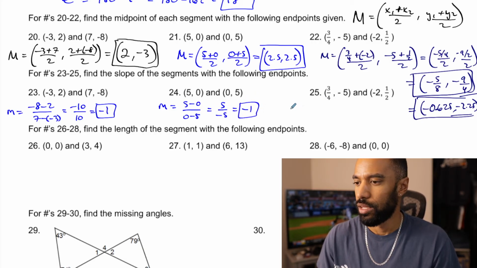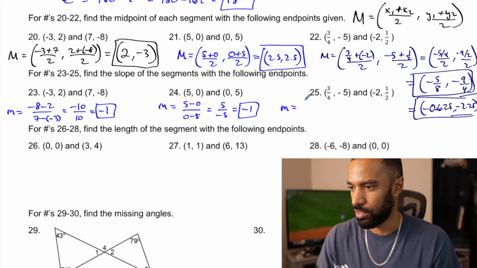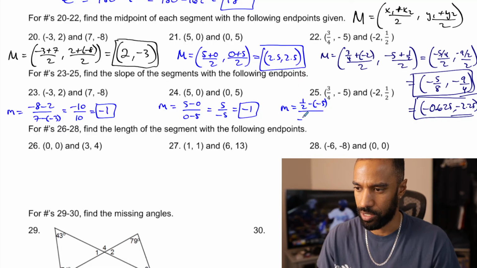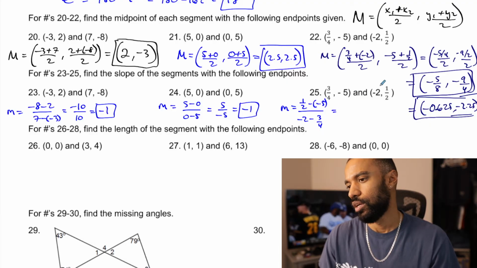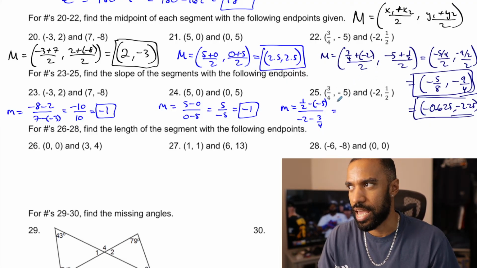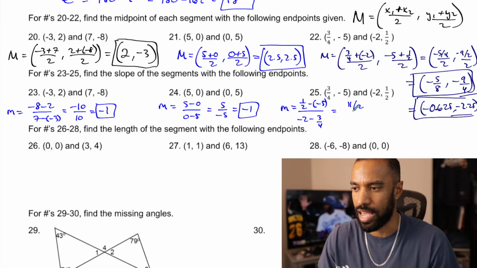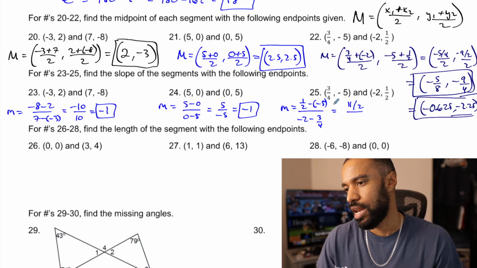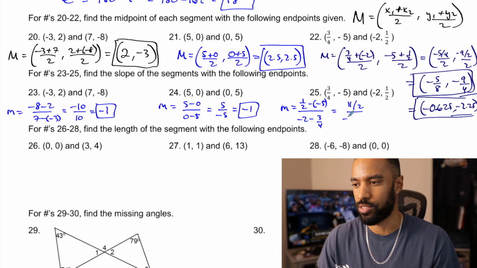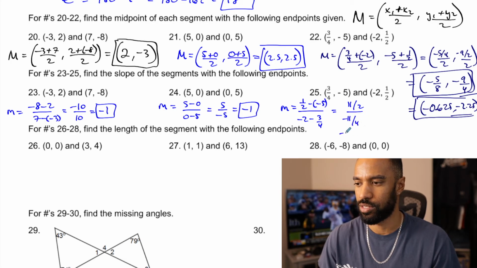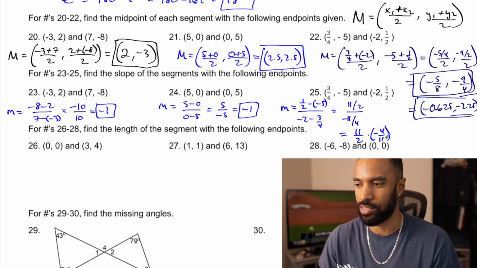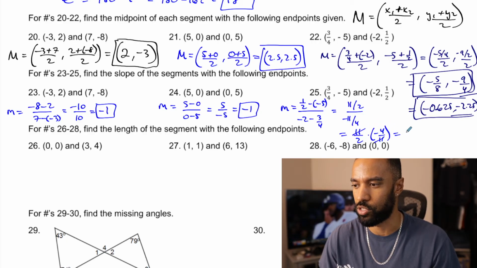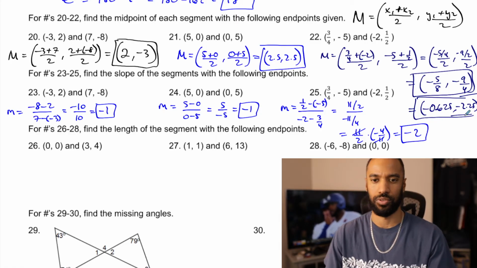Okay. And this one here, y2 minus y1 over x2 minus x1. 1/2 plus 10 halves is 11 halves. So 11 halves over -8/4 minus 3/4 is -11/4. So that's 11 halves times -4/11. The 11s cancel. -4 over 2 is -2. Whew.